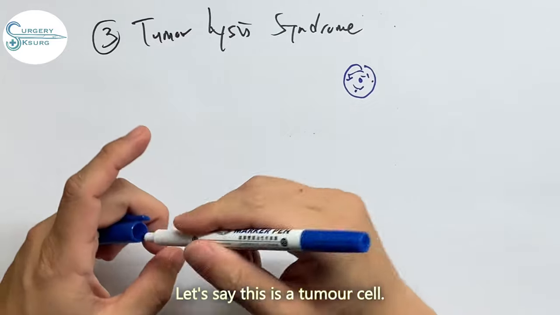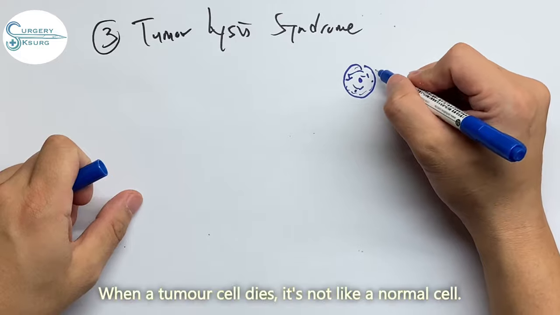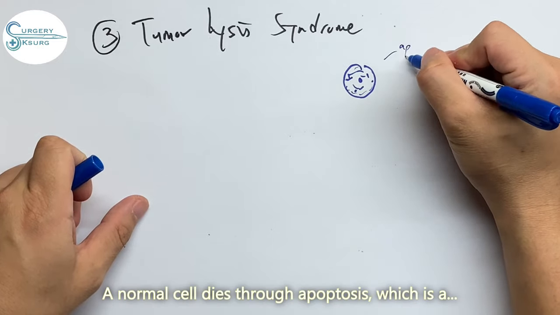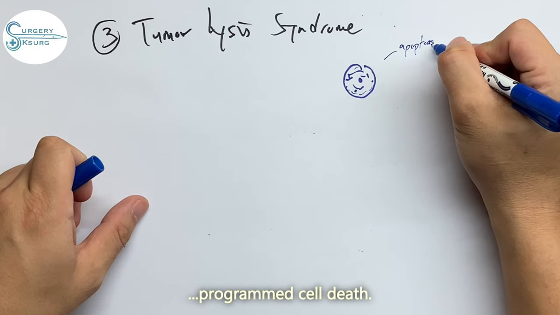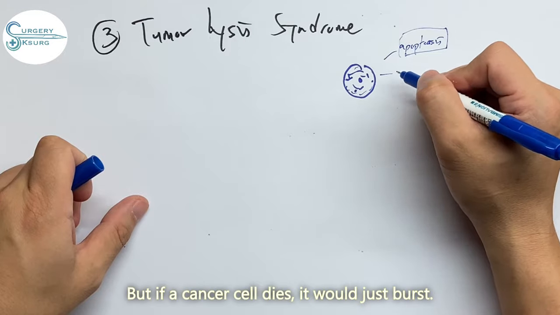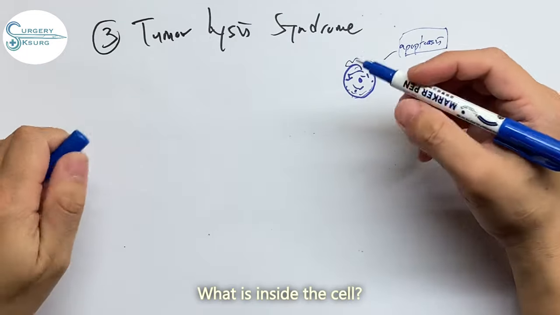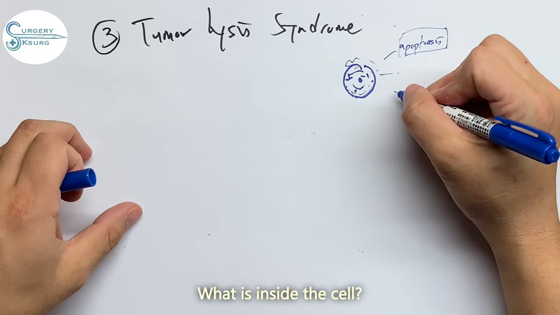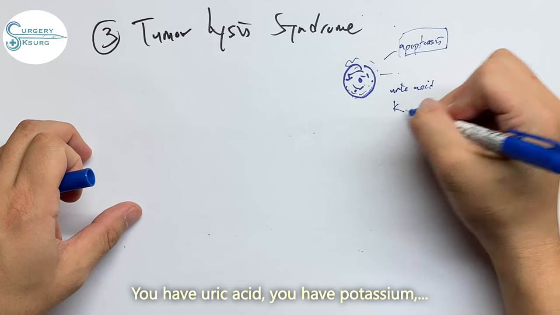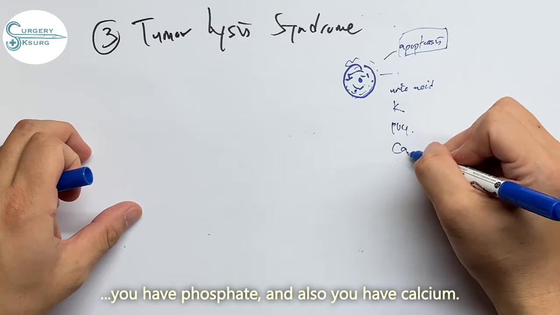Let's say it's a tumor cell. It dies. When the tumor cell dies, it's not like a normal cell. A normal cell dies through apoptosis, which is programmed cell death. But if a cancer cell dies, it will just burst. It will just burst. And what is inside the cell? You have uric acid. You have potassium. You have phosphate. And also you have calcium.